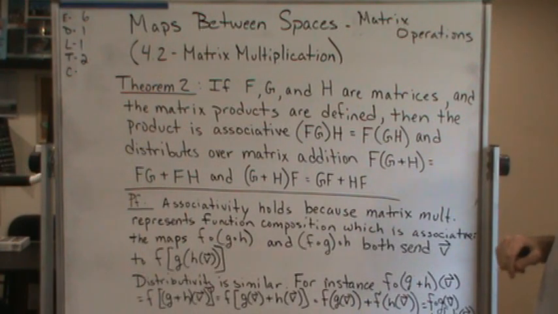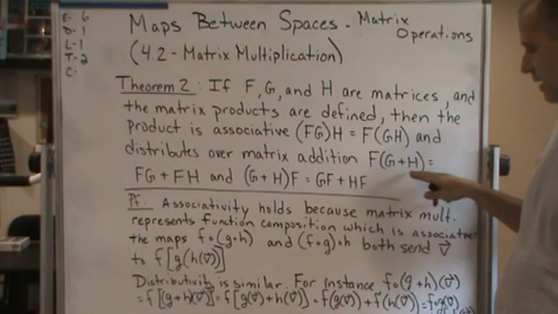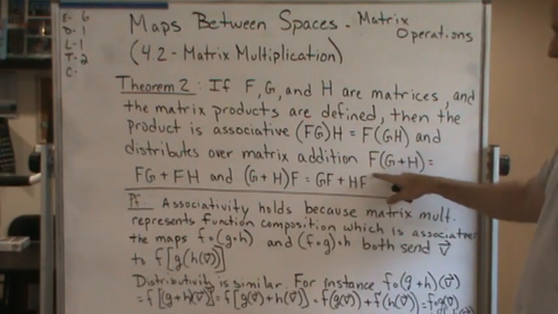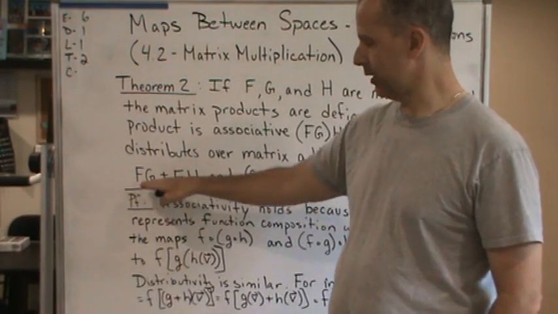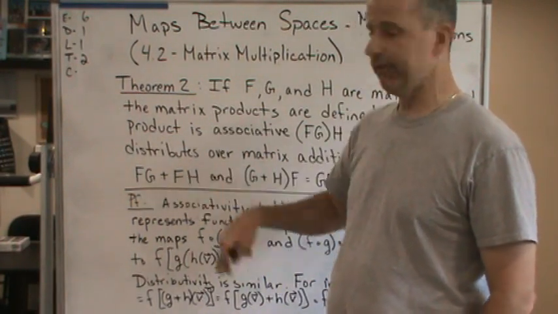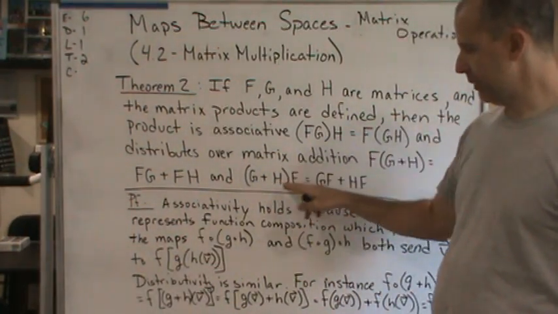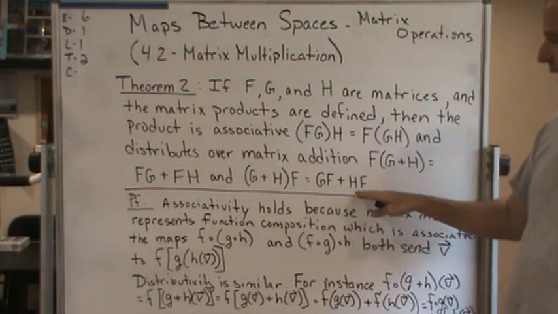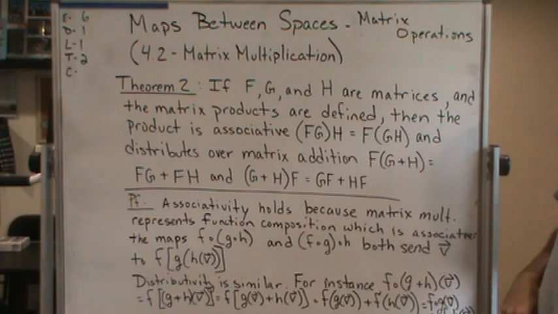Okay. Also, it also distributes over matrix addition. So, for example, if I'm multiplying this sum on the left, then it would be equal to the sum of the products with F on the left. Also, if I multiply the sum on the right, it's going to equal the sum of the products with F on the right. Okay, so again, just be aware of the order.